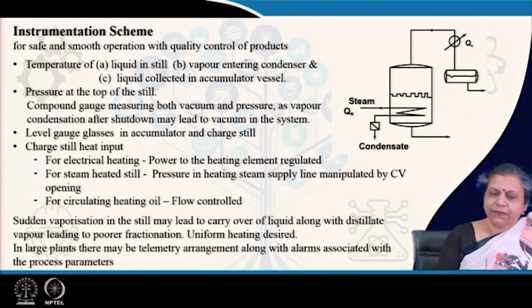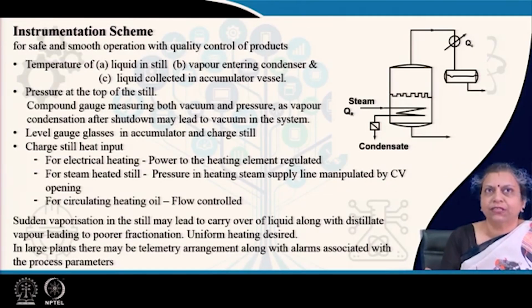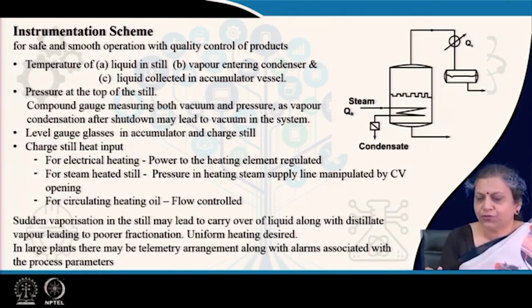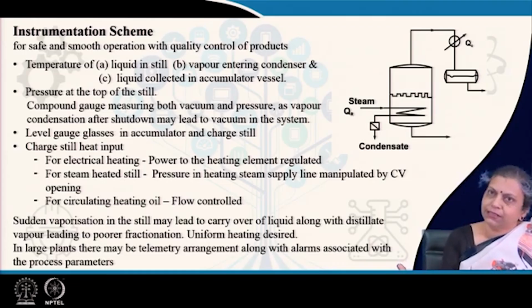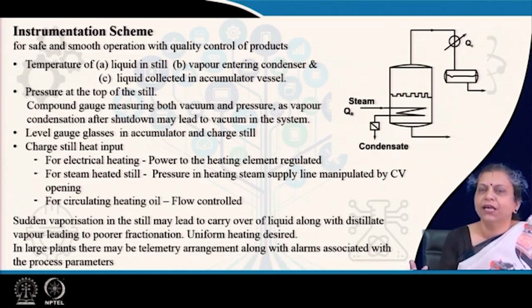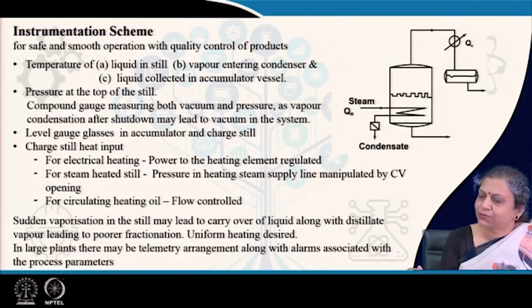Now, even if it is simple, there has to be some particular controls for the quality control of the products and also for a safe and smooth operation. What are the things that we need to control? Just like all other distillation operations, the temperature has to be controlled, the pressure has to be controlled, the level in the vessels has to be controlled. Where should you control the temperature? Definitely in the still, the temperature has to be controlled.